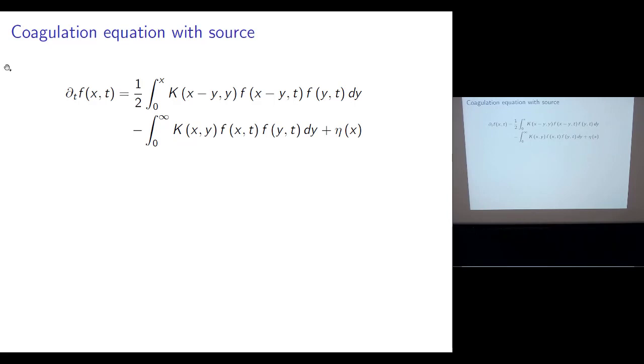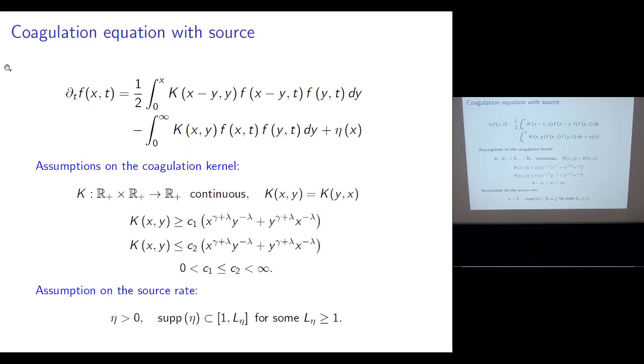So here we have again the continuum equation, and here we have this term, the source. We assume that the kernels satisfy these growth conditions. They are growing like x to the power gamma plus lambda and y to the power minus lambda, for some constants gamma and lambda. And the source is compactly supported in the region of small sizes.